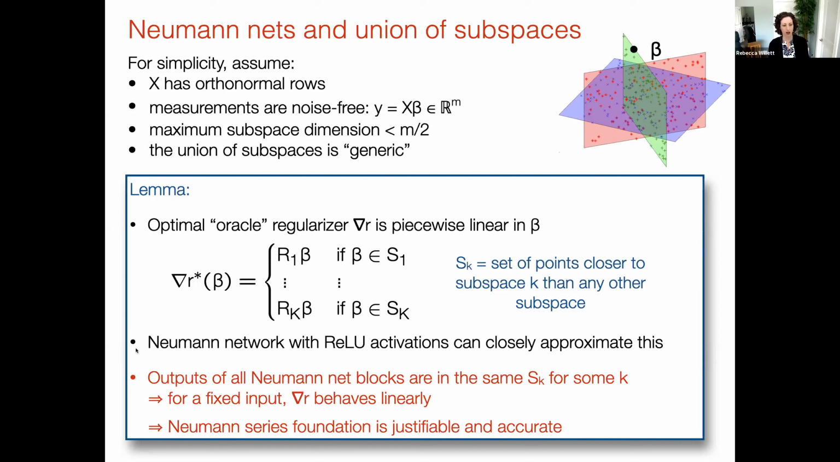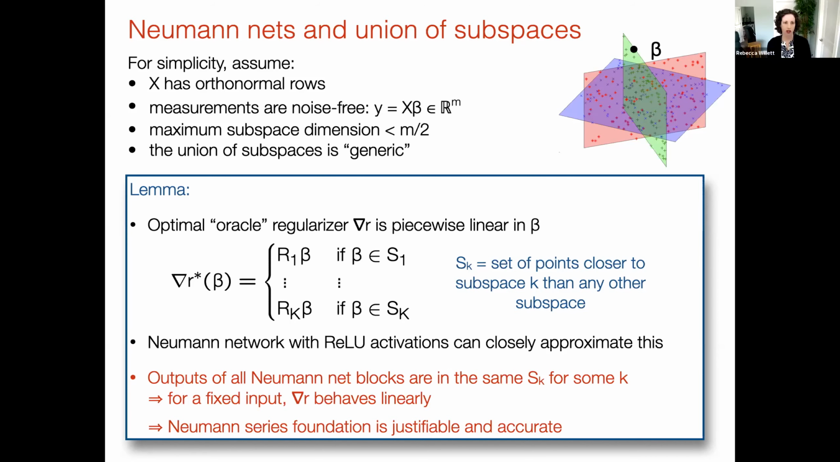Furthermore, if we use this Neumann network architecture with ReLU activations, then we're going to be capable of closely approximating this piecewise linear structure. And perhaps most significantly, the outputs of all those different blocks in the Neumann network are going to all be in the same subspace S sub k for some k. So what that means is that if I give the Neumann network a fixed input, then for that input, the gradient of the regularizer behaves like a linear operator. And as a result, the Neumann series foundation that we're using is justifiable and accurate.